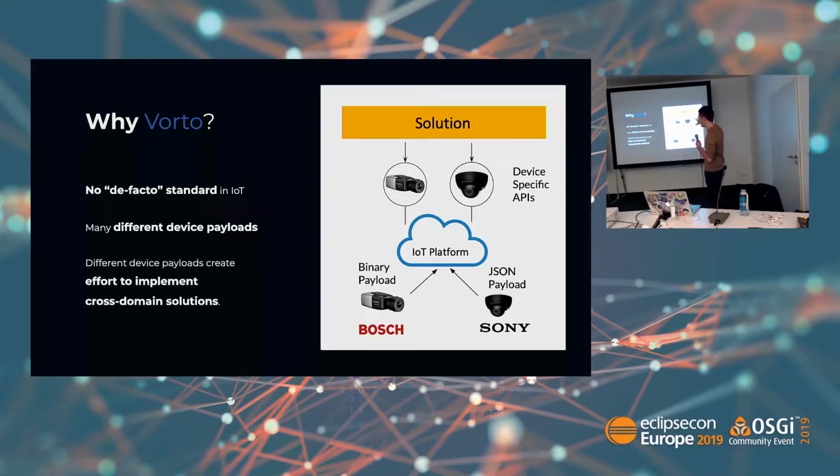If we look at the little schema on the right-hand side, in this case we only have two different cameras from different vendors. One is Bosch and the other one is Sony. If we want to have them integrated in our solution, we need to make extra effort to make them available on the IoT platform through a combined interface. And we still have the two different formats for the different devices, different payloads.